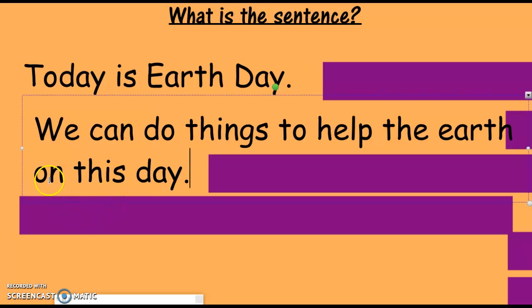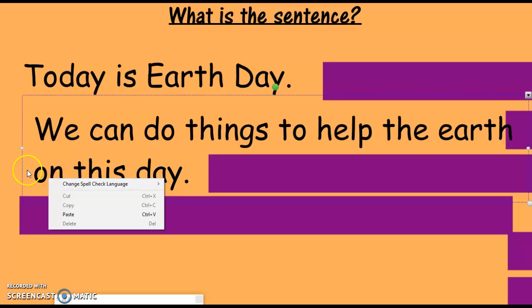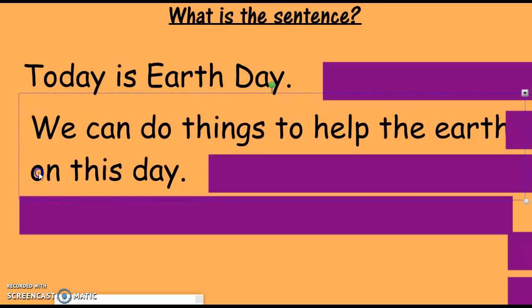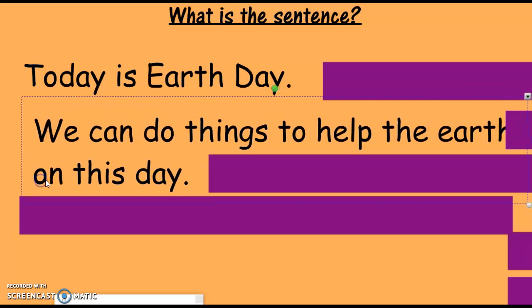I have a question for you. Should we take the O right here and make it a capital O? Yes or no? The answer would be no, because the O is not at the very beginning of our sentence. The very beginning of our sentence started with we. This does not end until this word right here. So we would not put a capital letter on that O. We can do things to help the earth on this day. Let's keep reading to our next sentence.